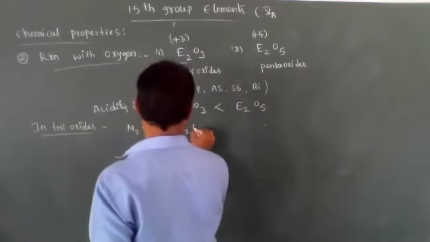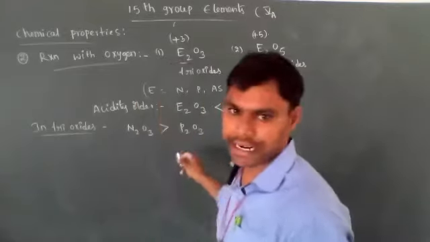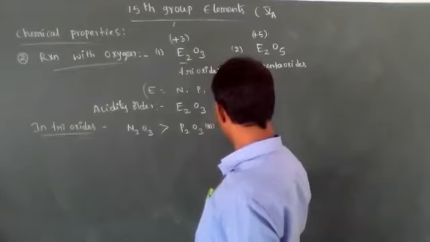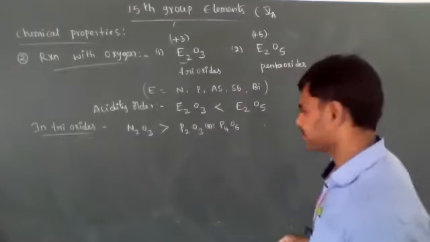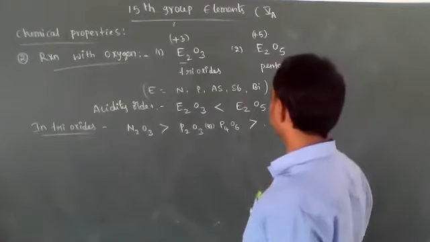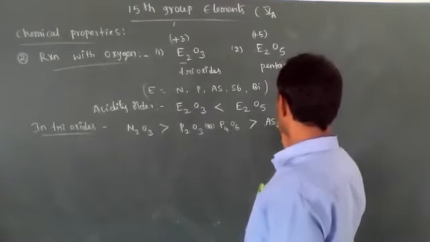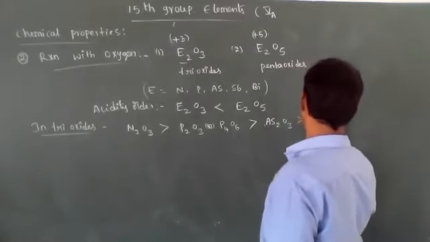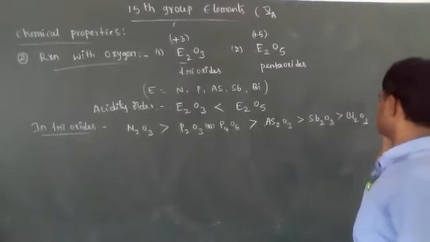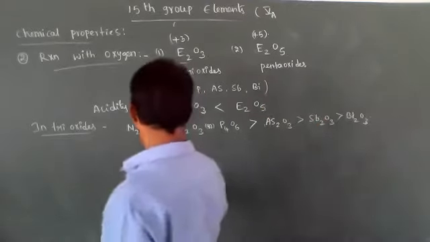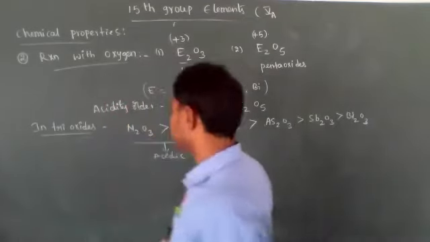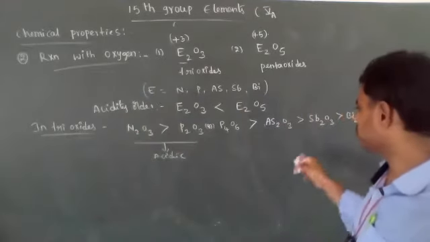Nitrogen, phosphorus. Phosphorus trioxide exists in dimeric form, P4O6, which is more acidic when compared to arsenic trioxide, then antimony trioxide, and then bismuth trioxide. Among these, nitrogen and phosphorus have acidic character. The acidic strength decreases from top to bottom.